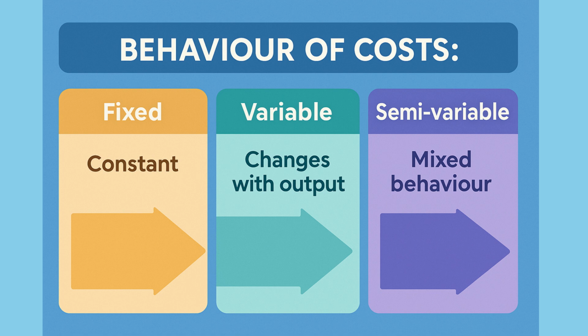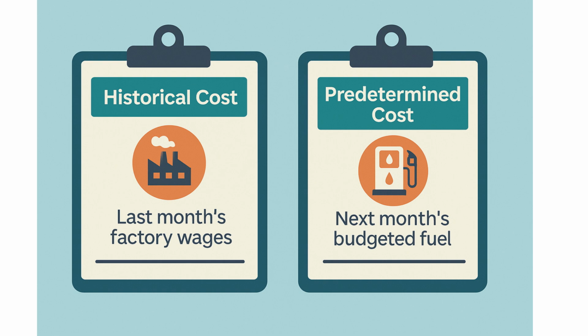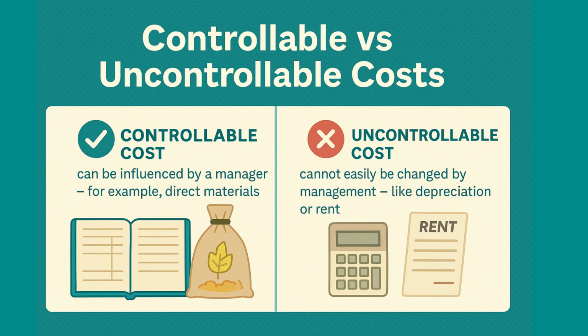Example, electricity. Costs can also be classified by time, whether they relate to the past, present, or future. Historical costs, already incurred. Predetermined costs, estimated for future activities like budgets or standards. Costs can also be controllable or uncontrollable. A controllable cost can be influenced by a manager, for example, direct materials. An uncontrollable cost cannot easily be changed by management, like depreciation or rent.